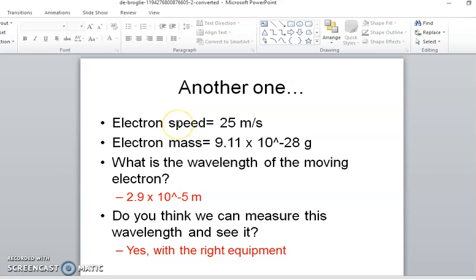Now, if you take an electron, moving with a speed of 25 meters per second, and the mass of the electron, 9.1 into 10 raised to minus 28 gram, if you apply this, you will get a wavelength of 2.9 into 10 raised to minus 5 meter. And of course, this is a measurable wavelength. If you have good equipment, definitely you can measure it. Clear? So, actually, here we are seeing two kinds of particles. One is a macroscopic particle, the other one is a microscopic particle.